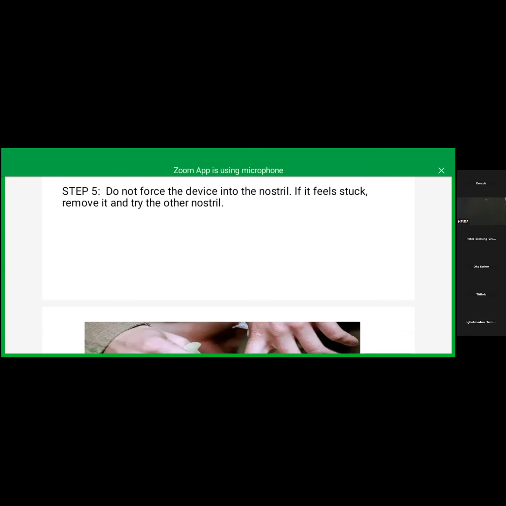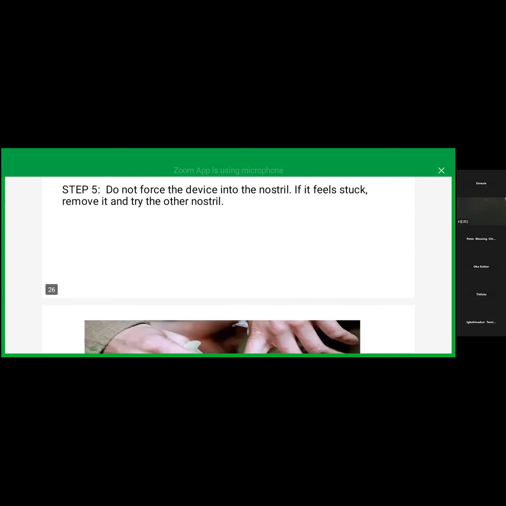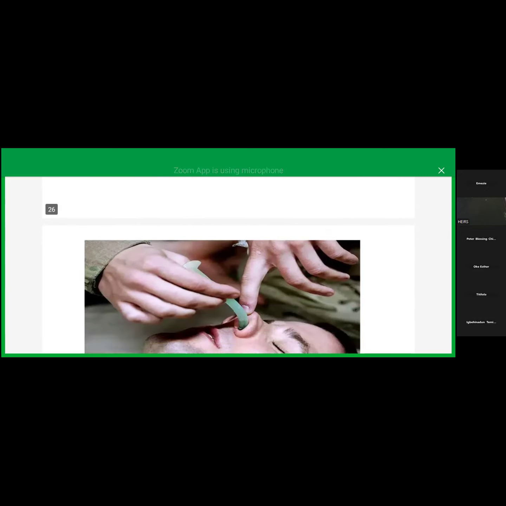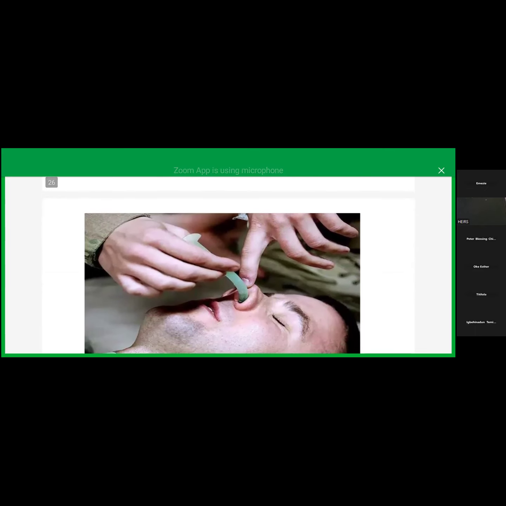And also, just like a nasogastric tube, if we try one nose and we're encountering some obstruction or difficulty, we simply need to remove the device, make sure it has adequate lubricant, and we try the other nose. So it is not compulsory that it must go through in one nose. If we try one nose and we're encountering an obstruction, we remove it and we try the second nose.